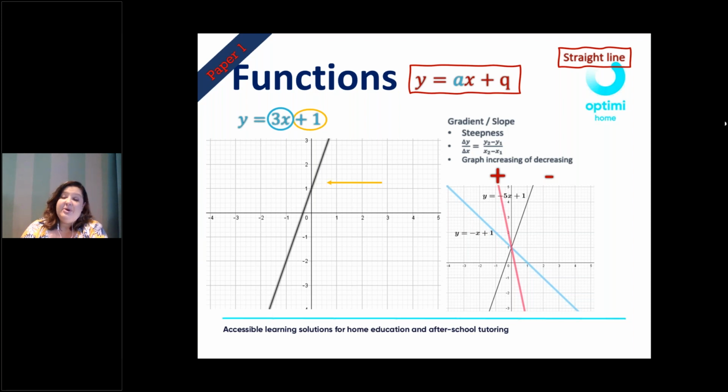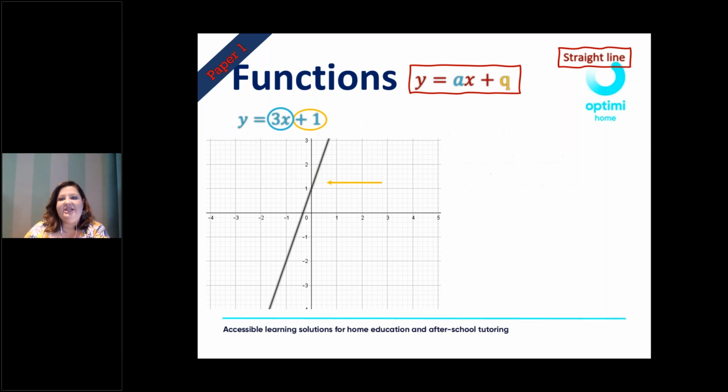Great. So this part of the work said that we need to look at the effect of our gradient, which is A, and Q, the y-intercept. Okay, I'm just going to take down the sign. So we said that if my A is positive, I have an increasing graph. When it's negative, I have a decreasing graph. And the steepness is indicated by the value of that number. So the higher the value, the steeper it will be, either increasing or decreasing.